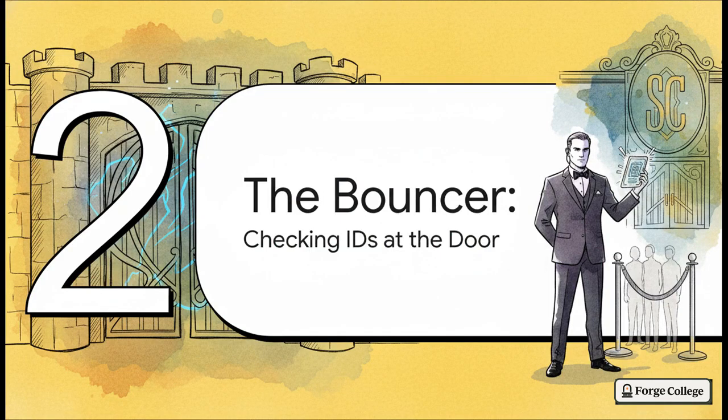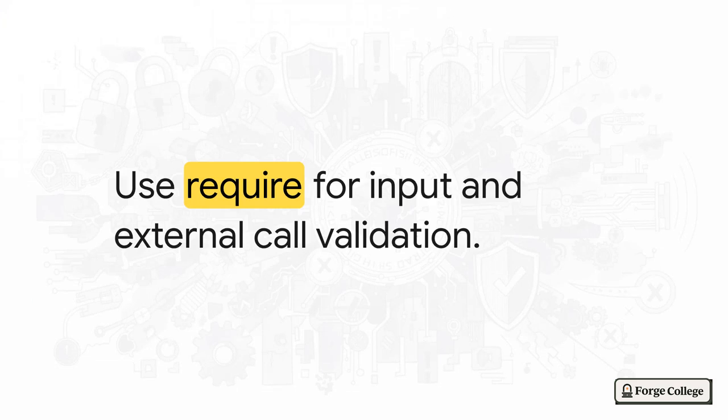Section 2. The bouncer, require. Checking IDs at the door. So if your smart contract is an exclusive club, require is your strict but polite bouncer. You're going to use this specifically for input and external calls validation. It's there to check things like, hey, does this caller have enough balance? Or maybe, do they have the right VIP credentials? If they fail those checks, require efficiently turns them away.